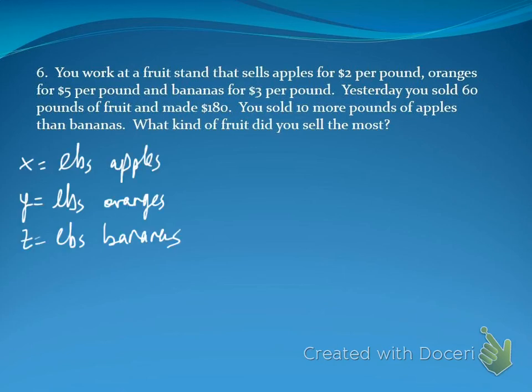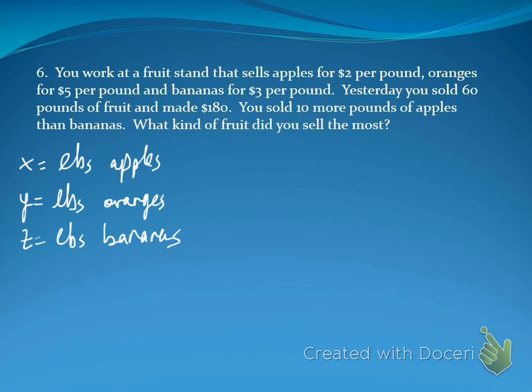Okay, so the question is, what kind of fruit did you sell the most? We're talking about selling pounds of apples, oranges, and bananas. We don't know how many pounds of any of these that we sold. So those need to be our three variables, the pounds of apples. Remember that your variables stand for pounds, right? Well, first of all, sifting through this, $2 per pound for apples, 5 for oranges, and 3 for bananas. We're going to use that.